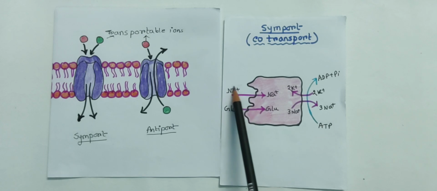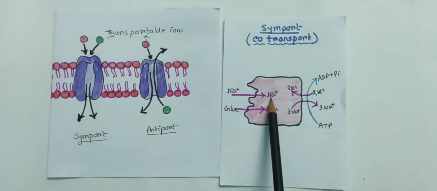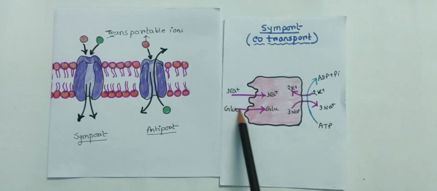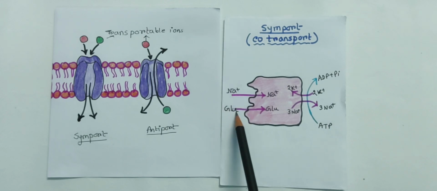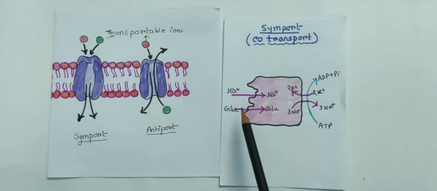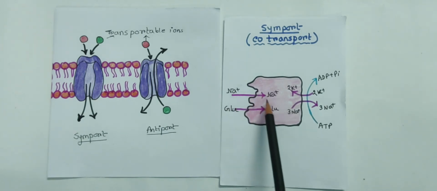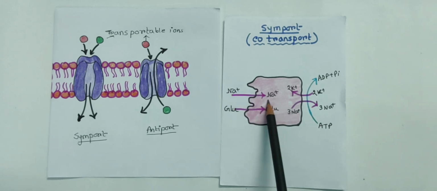Look at the picture. Sodium ions are entering the cell across the cell membrane. Along with the sodium ion, glucose is also entering. So sodium and glucose are called the symporter. They enter the cell together. This kind of transport is called symport or co-transport.